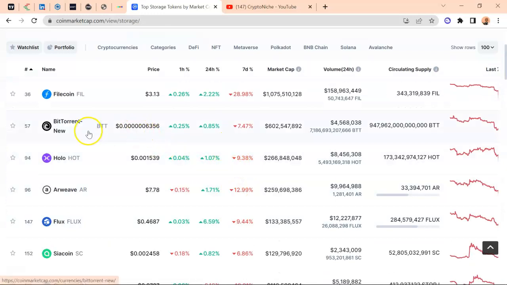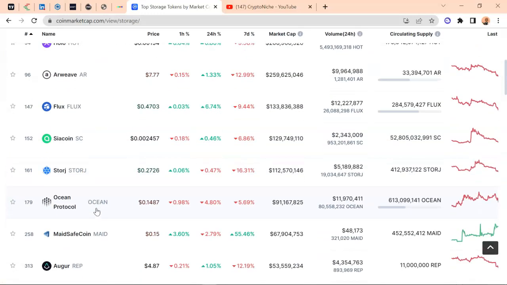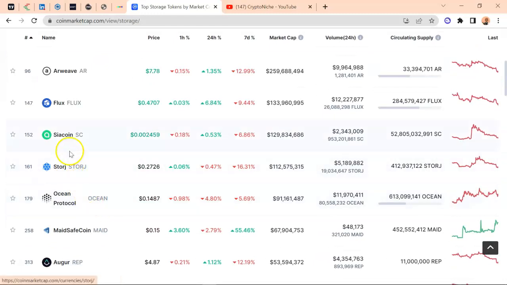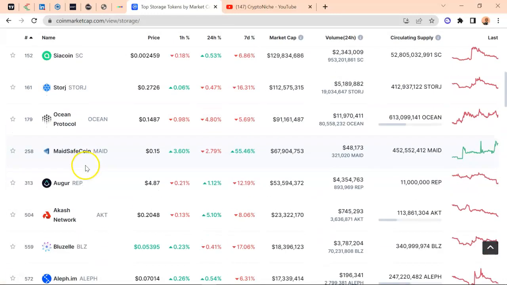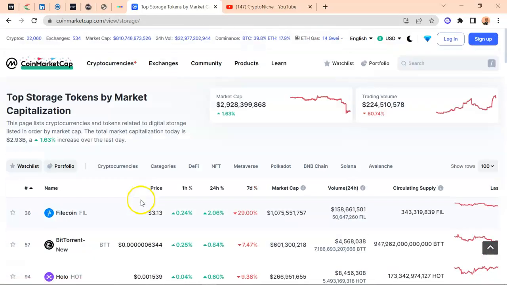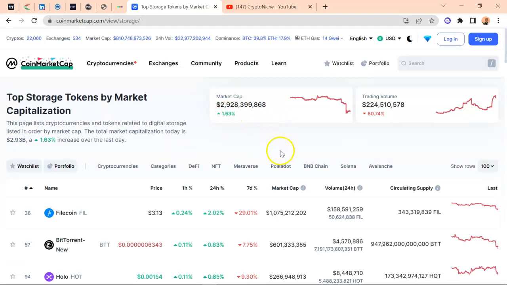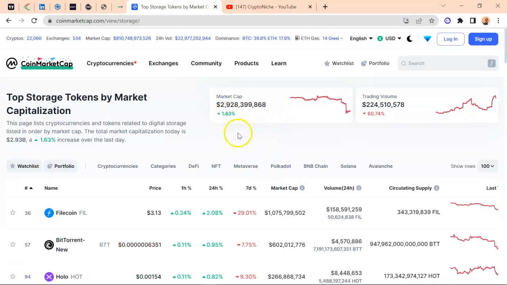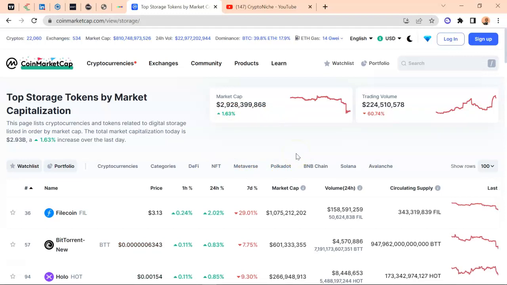Then you have BitTorrent, HOT, which has been existing for a very long time, Airweave, Storage, Ocean Protocol, and ShareCoin, SC, which has been existing for quite a number of years. We have a bunch of them right here. Amongst all of these, Filecoin is the number one, the most used decentralized file storage system. All of them together have a market cap of 2.9 billion dollars, and Filecoin is taking almost 40-something percent of that share of the market.